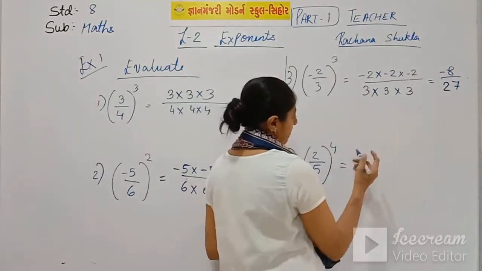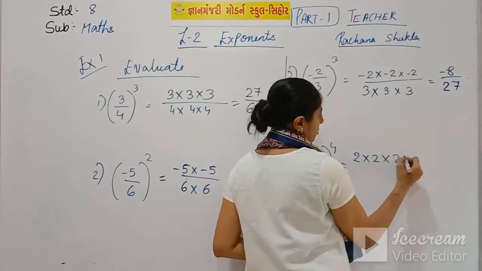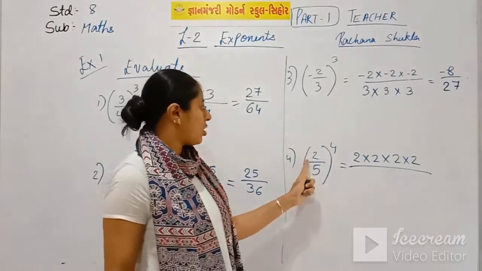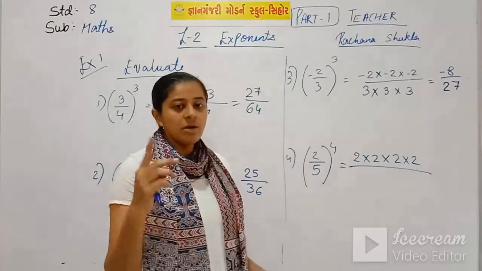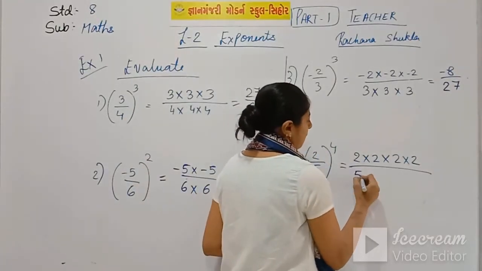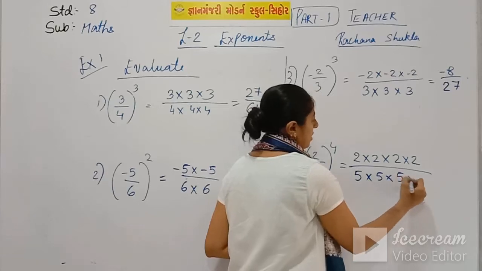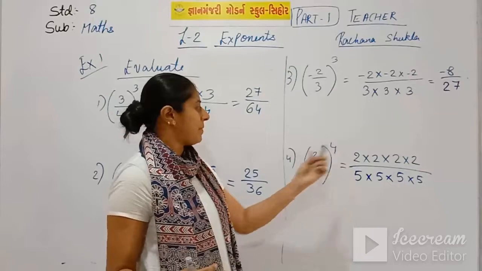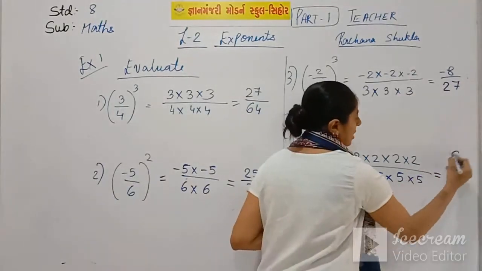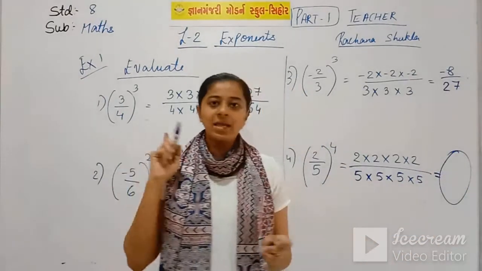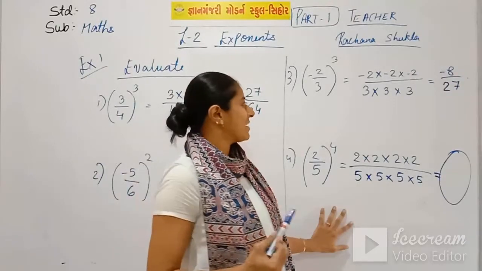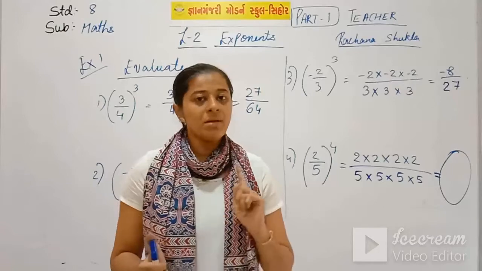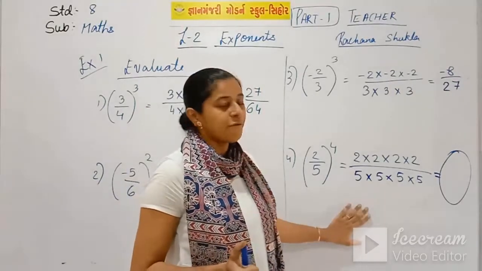Now this one, 2 into 2 into 2 into 2, 4 times. Why 4 times? Because you have 2 to the power 4. 5 into 5 into 5 into 5. Why 4 times? Because you have 5 to the power 4. You will calculate and write down your answer by yourself. So this was example 1, which you will write down in your example book. So note down these 4 sums.